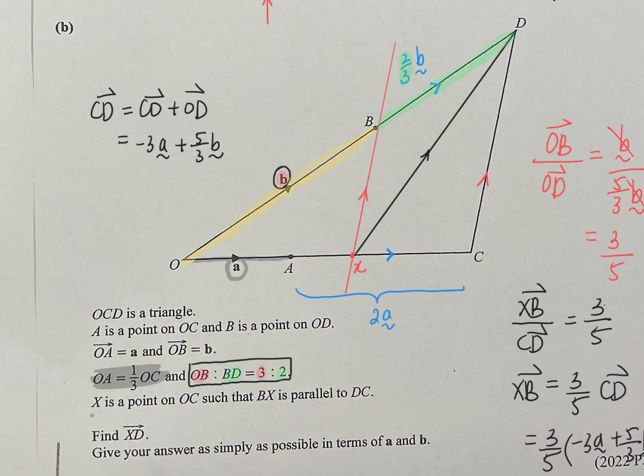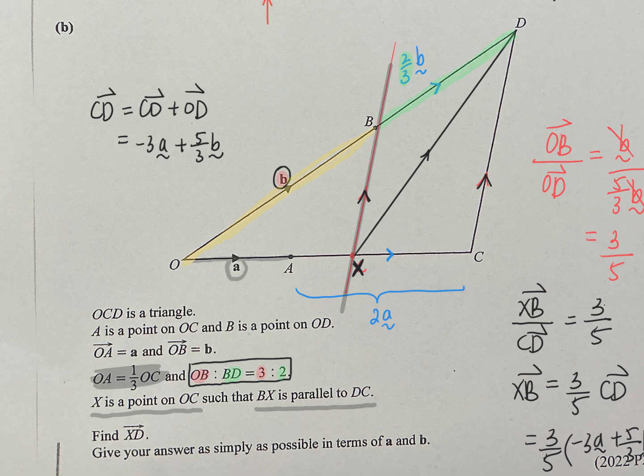They say X is a point on OC such that BX must be parallel to DC. So what you need to do is move the ruler parallel to CD and make it pass through B. Then you draw a line. So this is the line you will draw. That means the X must be there, no other place. So you draw the X first, then you write parallel.